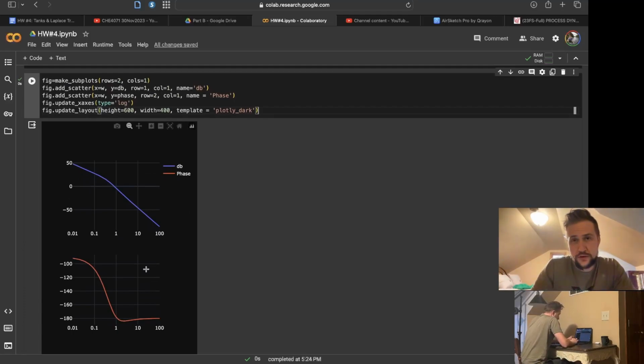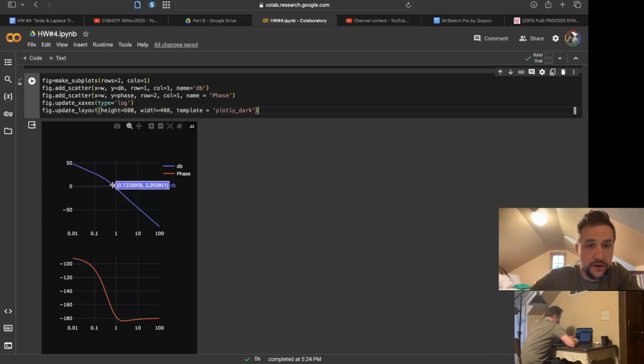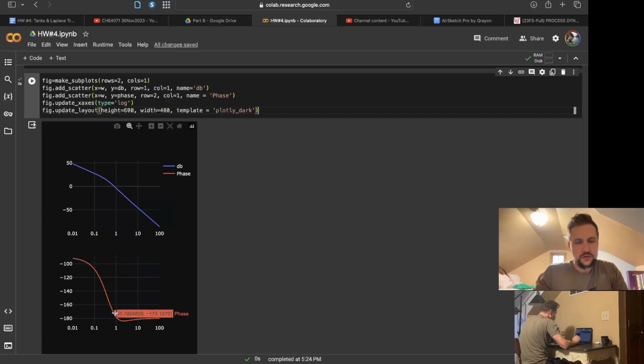And wiggle room is referred to as our phase margin. So we'd say, okay, when we look at our amplitude ratio when it's 0, well, it's hard to get exactly 0 on here without zooming in, but close enough. So at 0.79 on our frequency, our degrees is negative 173.